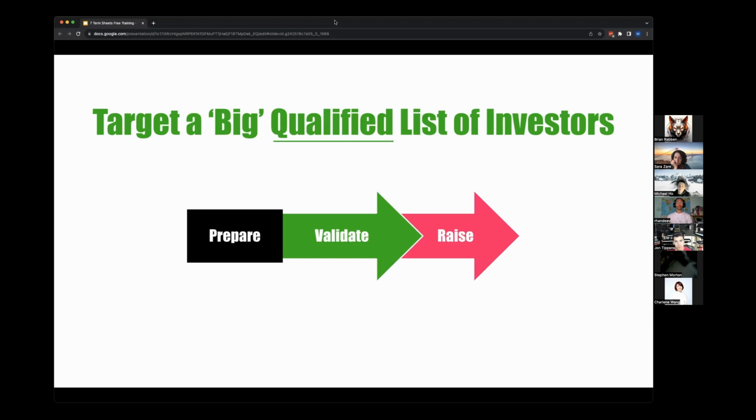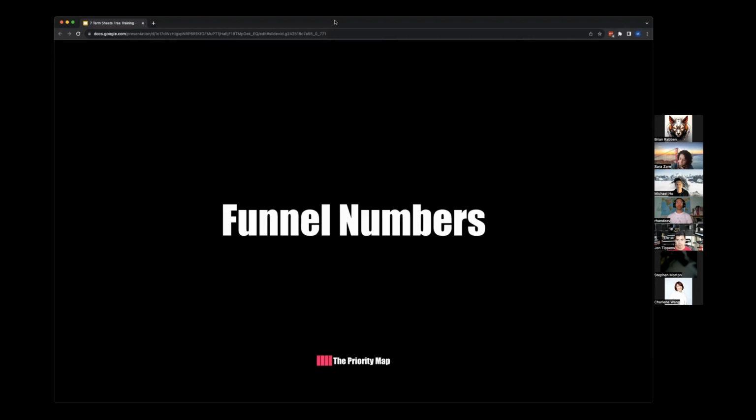Then, as you figure out that you are ready, you want to target a big qualified list of investors. And I underline the word qualified there because it's the most important part of it. It's not just blindly running through a list of investors, but a qualified list. So let's look at the funnel numbers that it takes to actually run a fundraise.